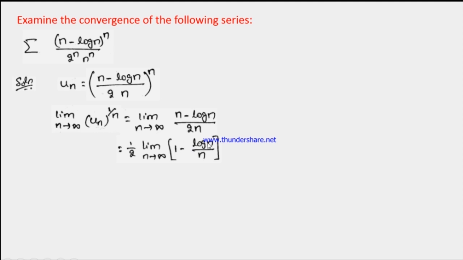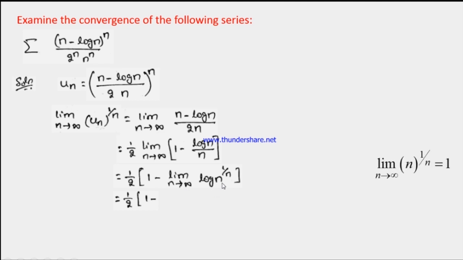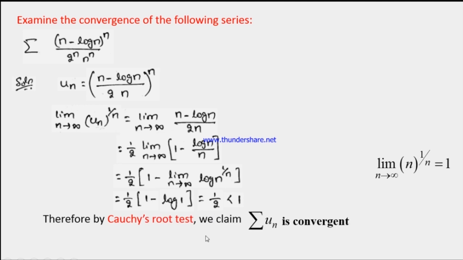But a log b is nothing but what? Log b power a. So with that this can be rewritten as log n power 1 by n. So it is 1 by 2 times (1 minus the limit as n tends to infinity of n power 1 by n, which is 1). So it becomes just log 1, and log 1 is 0. So the value of this becomes 1 by 2, which is less than 1. Hence we claim by Cauchy's root test, even this series is a convergent series.